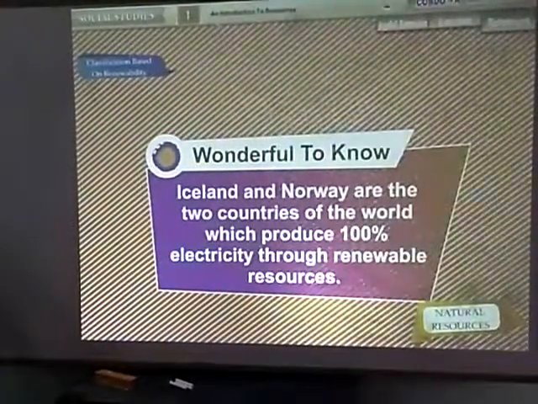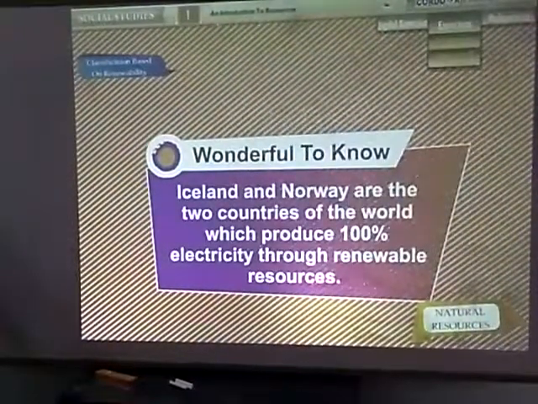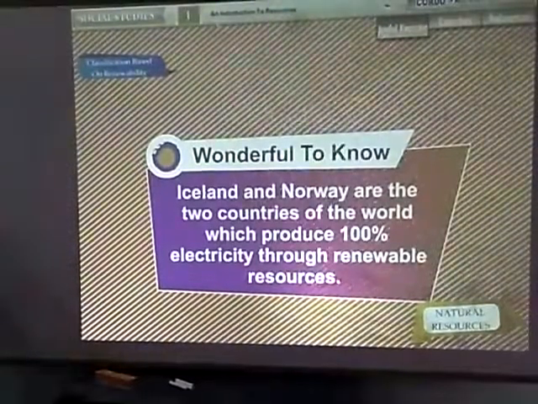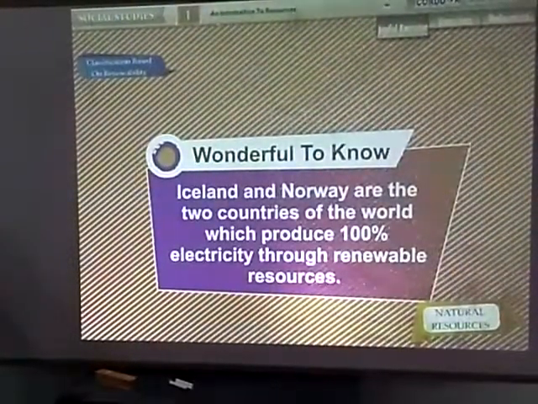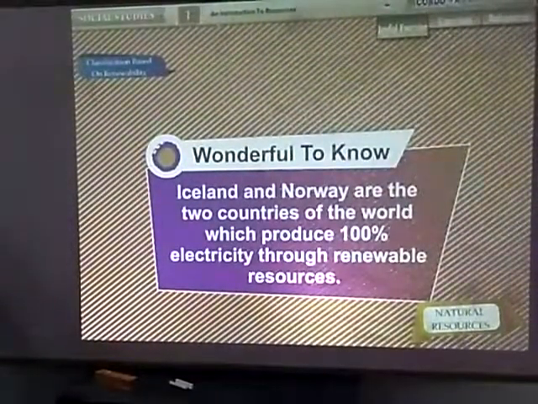And we can classify resources on the basis of their distribution into two types: ubiquitous resources and localized resources. Ubiquitous resources are found everywhere, for example air, wind and water and sunlight.